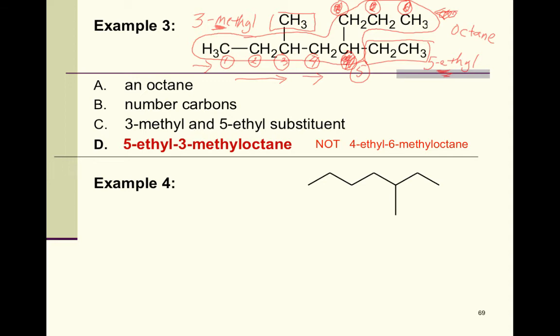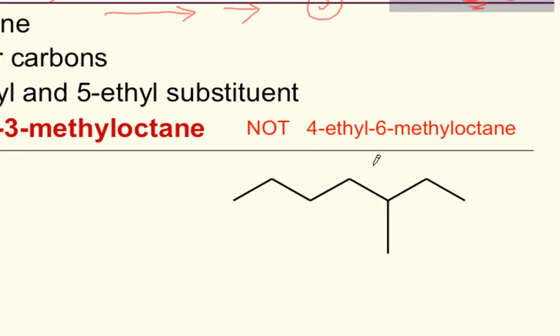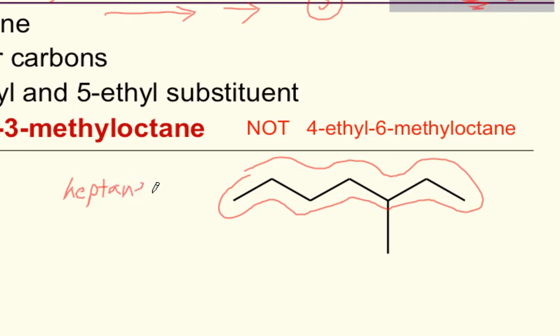Now I have a line structure. The longest continuous chain, regardless if it bends and twists. So let's take a look at this. 1, 2, 3, 4, 5, 6, 7. Or 1, 2, 3, 4, 5, 6. That's only 6. So I know the longest continuous chain, regardless if it bends and twists, it's 7. So this is using the line structure. Tane, because it's all single bonded.